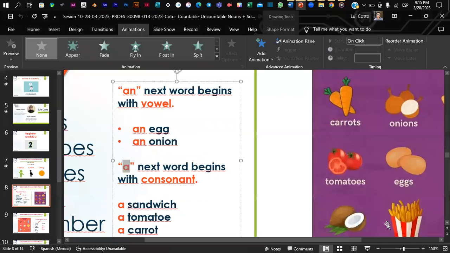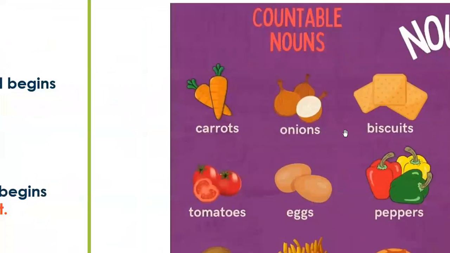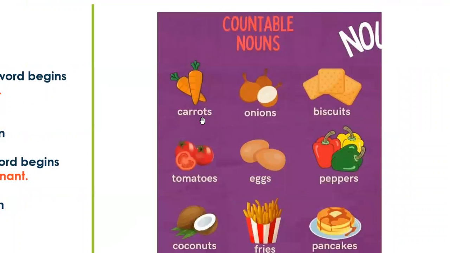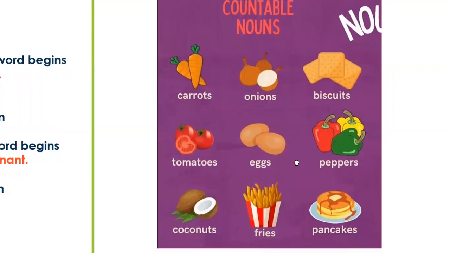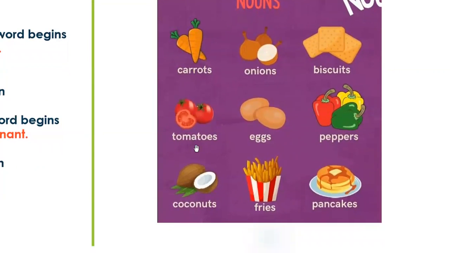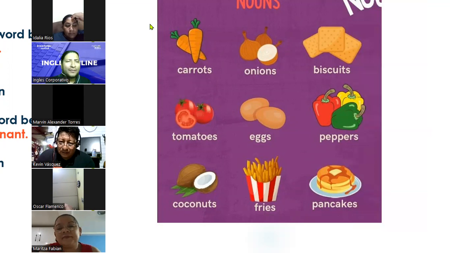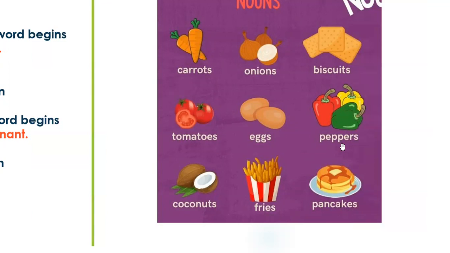Okay. Good. You're good. Let's continue with this part. Okay, the countable nouns that you see in the picture, which ones are they? Carrots. Onions. Biscuits. What is biscuits? Like cookies, similar to cookies. Next thing. Tomatoes. Eggs, peppers. Do you like peppers in food? Yes, I like peppers. And do you like hot peppers, chili peppers? The music band, the rock music band, Red Hot Chili Peppers. Nice. Okay.